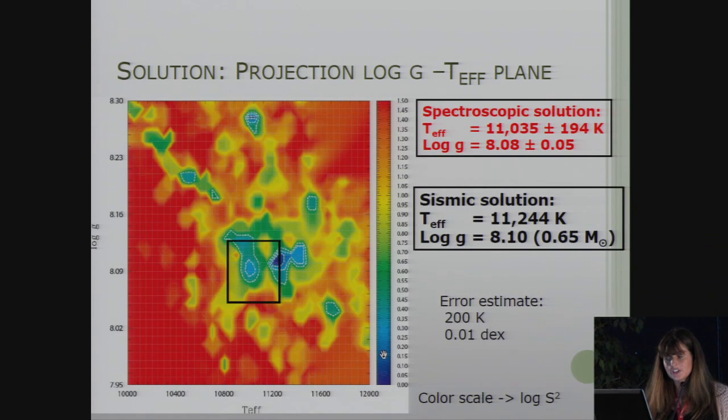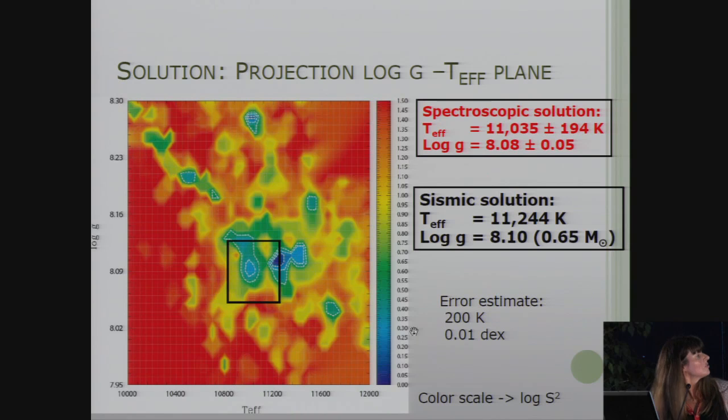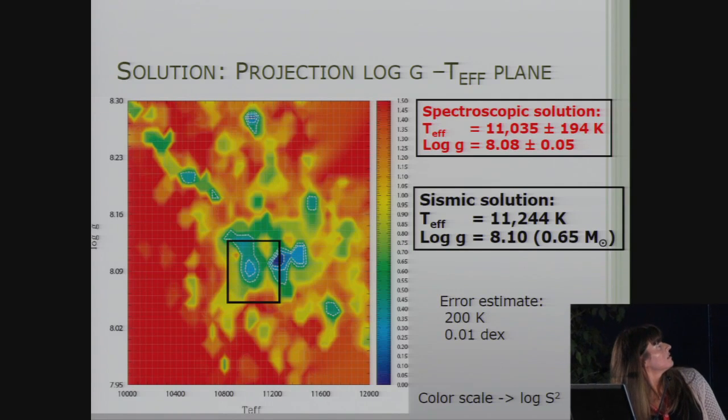So here is the projection on the log G, Teff plane. Here you can see the effective temperature against log G. Here in blue is our seismic solution. I'm sorry for the typo. And the black box is the spectroscopic solution, the 1 sigma spectroscopic solution. So we see we find a solution well in agreement. We have a well-defined solution.